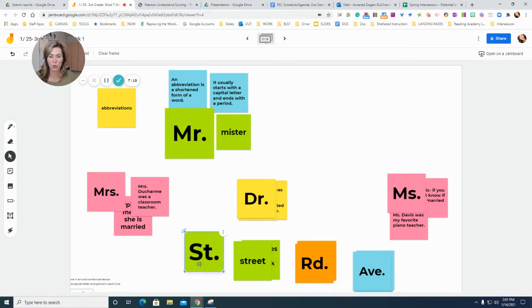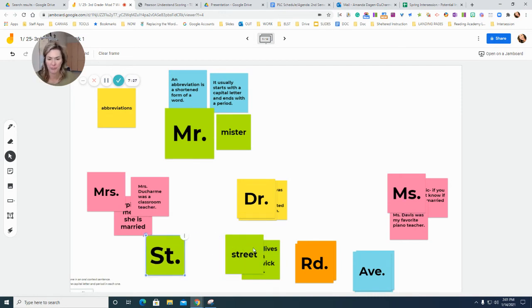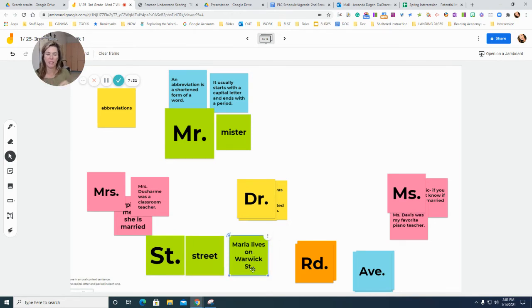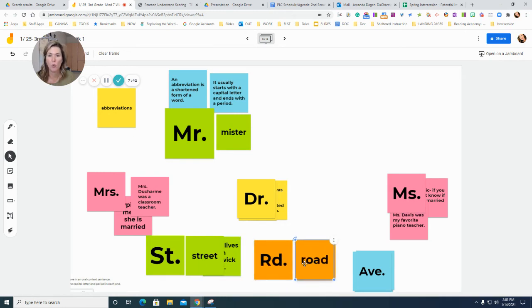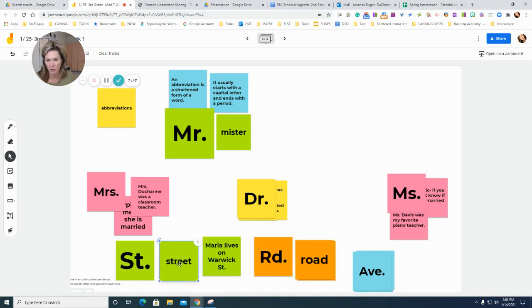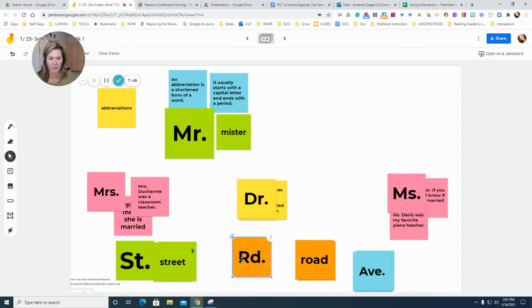All right, now let's do this one right here. Capital S-T is short for the word street. So you might see that on a street sign somewhere. Capital S-T means street. Maria lives on Warwick Street. So instead of spelling out the whole entire word, you can just write the shortened abbreviation. Road, capital R-D, stands for road. Let me move these over a little bit. All right. Nicholas lives on Apple Tree Road.